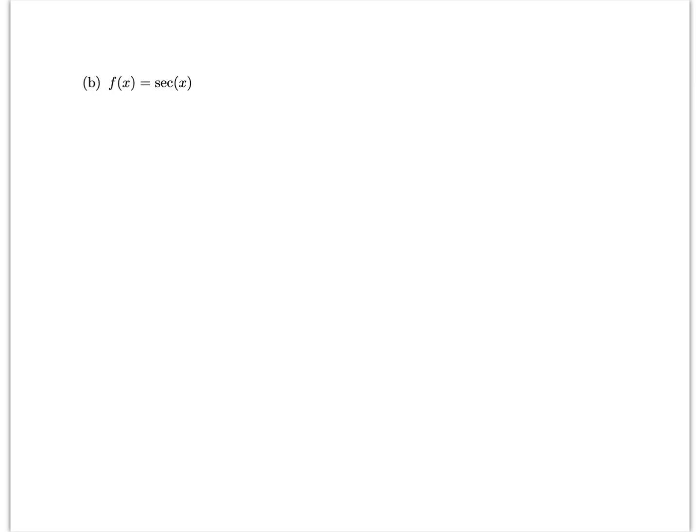Okay, for part B, I want to find the derivative of secant x. So I'm going to use my reciprocal identity that says this is the same thing as 1 over cosine x. And I could do the quotient rule on 1 over cosine x, or I could rewrite 1 over cosine as cosine to the negative 1, and use the chain rule. So this is what I'm going to do for this one. I'm going to do the chain rule. I'm going to take the derivative of cosine x to the negative 1.